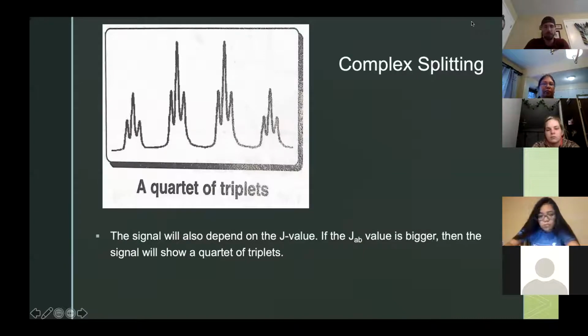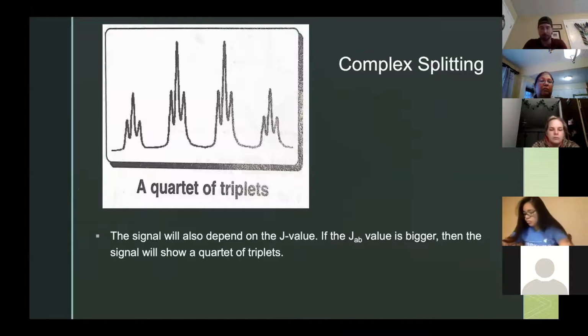Here, the signal also depends on the J value. This is more of a concept, like she said before, because we won't see J values on the spectrum that we have for our post lab. But keep in mind, if the JAB value, the coupling between HA and HB, is bigger, then the signal will show up as a quartet of triplets. So there would be 4 signals, and they'll all be triplets.